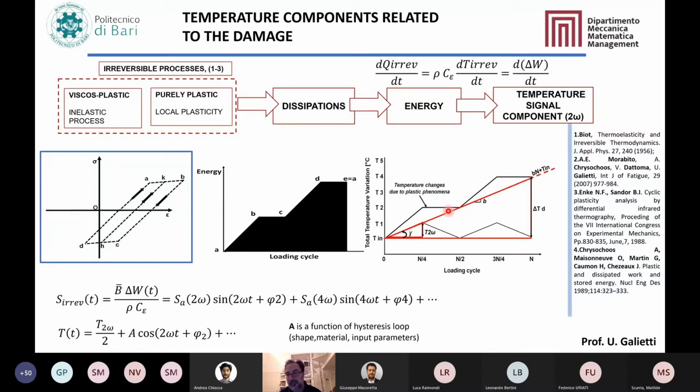It means that there is a change of the mean temperature of the overall specimen, and also there is a change of temperature at double the load frequency that is related to the dissipation due to the plastic work. And of course, according to the shape of the hysteresis loop, you can have different terms in the fast Fourier transform of your function, but the main part of the plastic work is detectable and measurable by the second harmonic of the temperature variation, compared with the load.